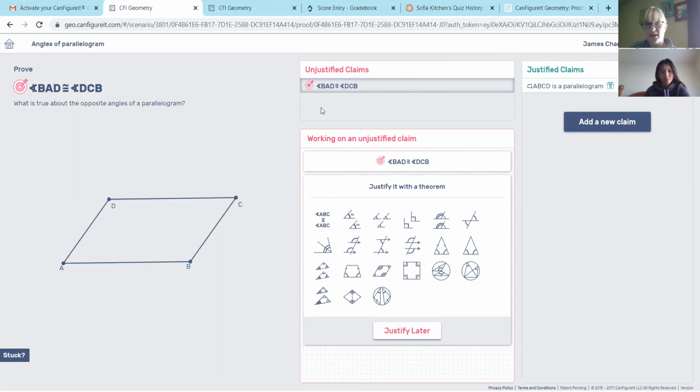Okay. So we already know that if this is a parallelogram, then opposite angles are going to be congruent. That's one of the things that we learned with those other two assignments. So I'm going to show you something magical.